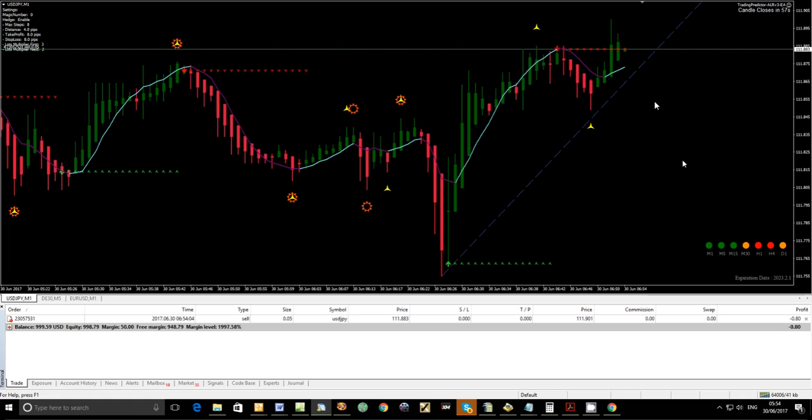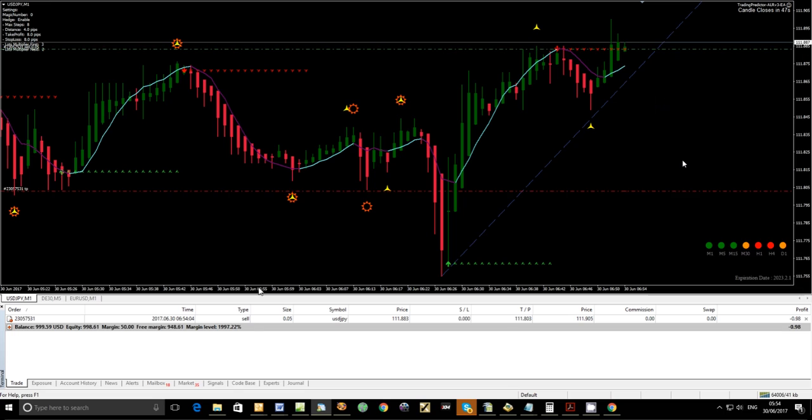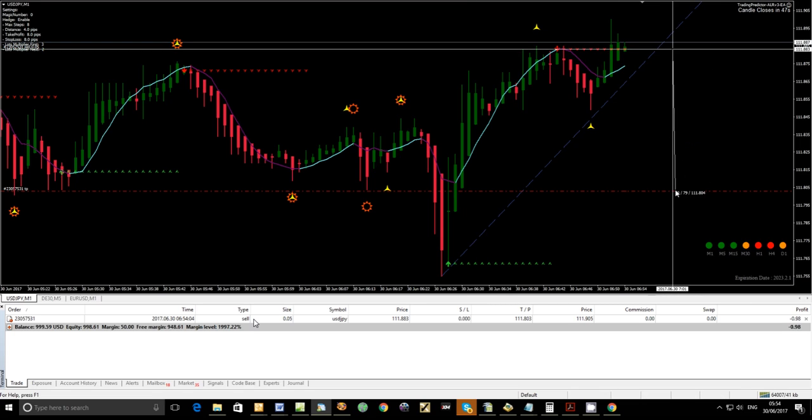I would normally place a buy trade here, but I'm not going to. I'm going to place a sell trade here, which is against what I would normally do, but I'm doing that intentionally to show you how the hedge trade works and how this ALR works.